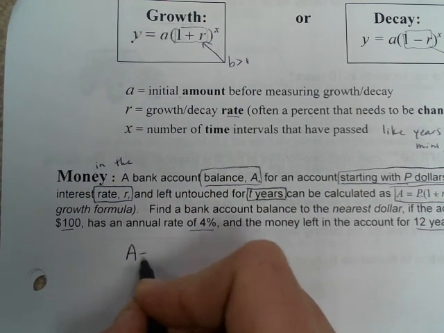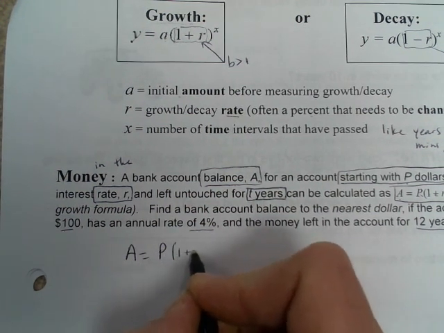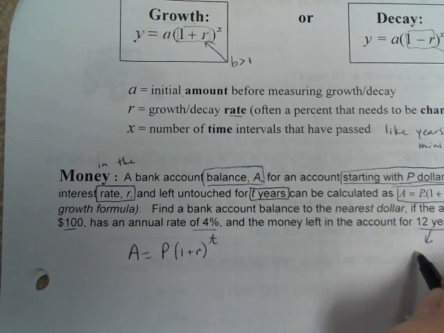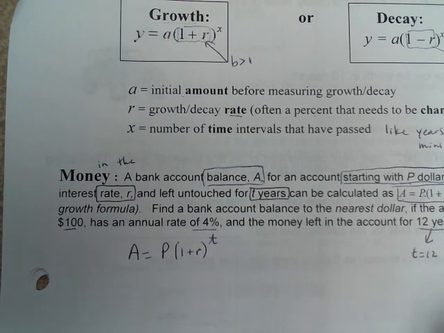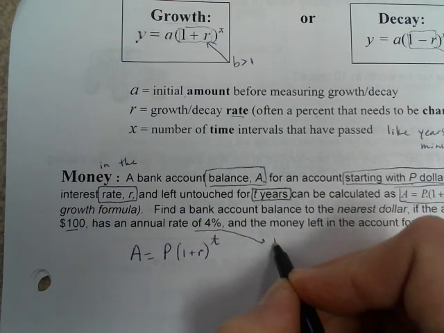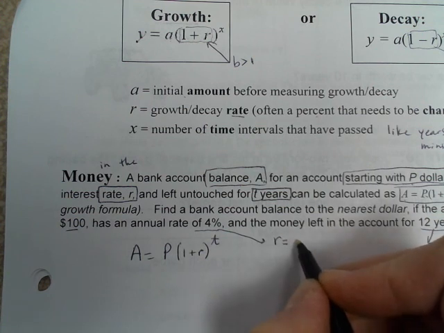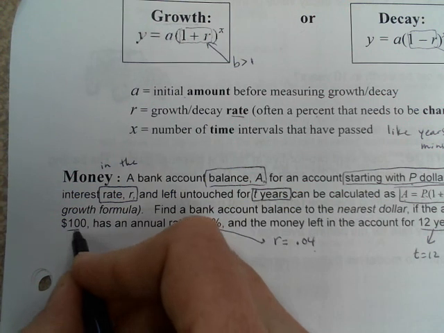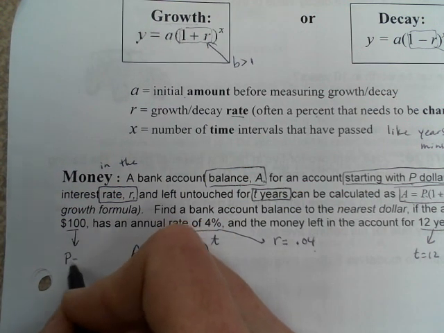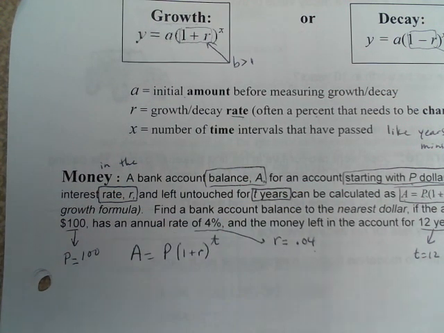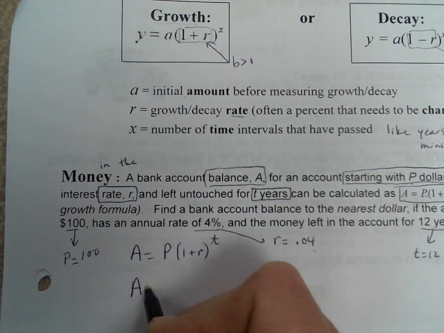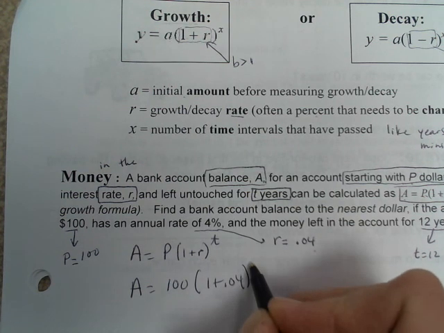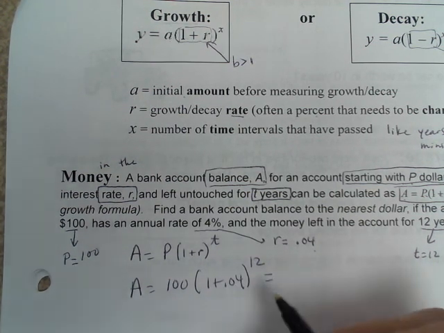So we're going to start out with A equals P times 1 plus R to the T power. 12 years is the amount of time, so T is equal to 12. 4% is the interest rate, so the R interest rate, 4% is equal to 0.04. You have to convert a percent into decimal. And if you started off with $100, that's the P value. So P is equal to 100. How much money are we going to have? We're going to have 100 times 1 plus 0.04 to the power of 12. That much money after 12 years.